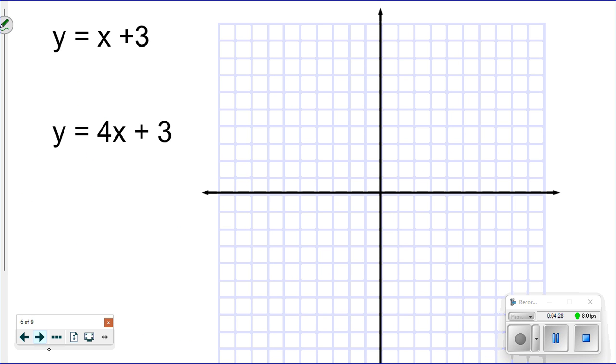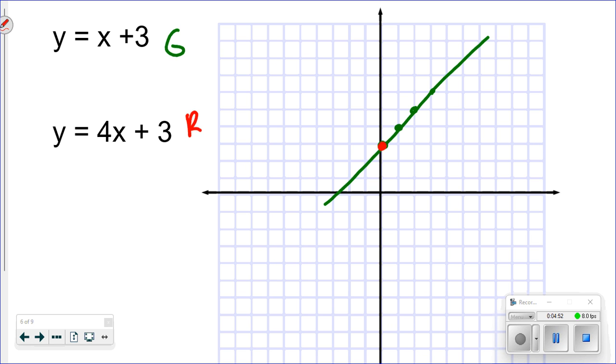Okay, so let's try another one. I have y equals x plus 3 and y equals 4x plus 3. I can already tell without graphing this where it's going to cross. Now let me show you. I'll do this in green. So this one is 3, and then my slope is up 1 over 1. Okay, so there's that one, and then my other one I'm going to do in red.